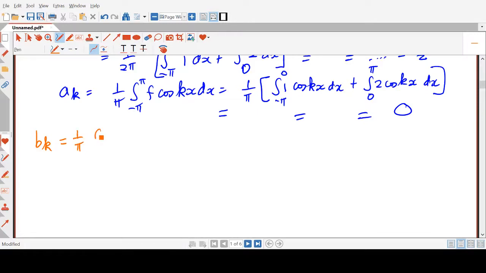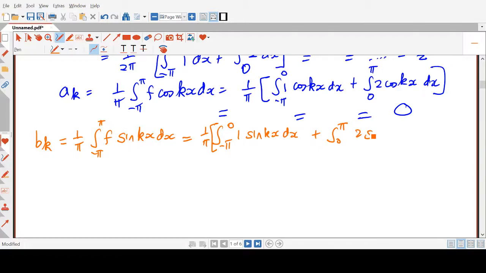BK is 1 over pi integral of f sine kx dx. Feel free to stop me anytime you would like. And this time it's 1 over pi integral of, same kind of story again, minus pi to 0, 1 sine kx dx, plus integral from 0 to pi, 2 sine kx dx. Now it's a question of just cranking that out. And I don't think the answer turns out to be 0 in this case. So this works out to 1 over pi.